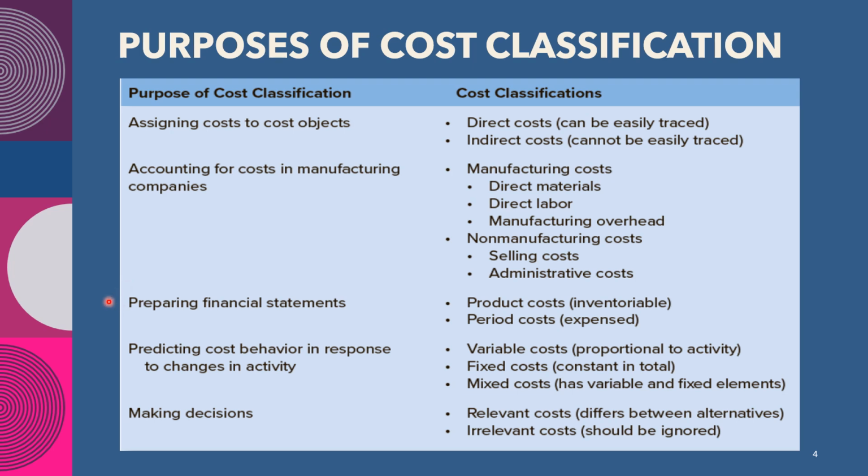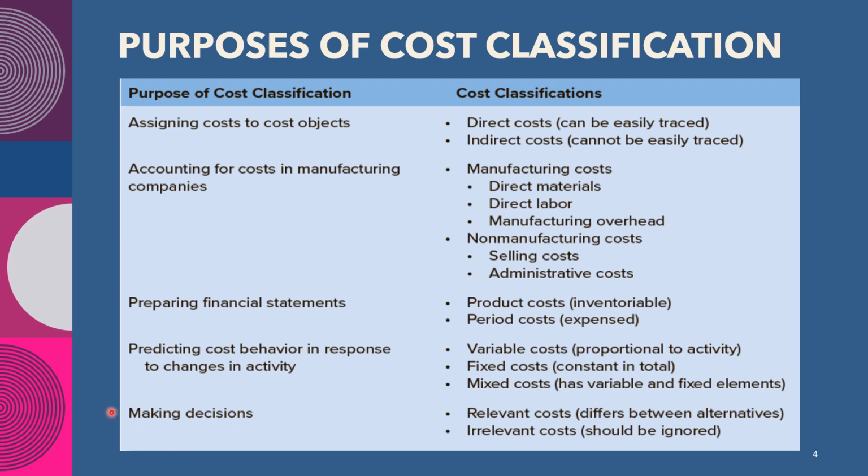The next one is preparing financial statement. For this part, we have to separate product from period cost. Product costs are those costs that were accumulated in inventories, but period costs are the costs that were expensed at the period. For predicting cost behavior in response to changes in activity, we have to separate variable costs from fixed costs. Variable costs are proportional to activities, but fixed costs are constant in total.